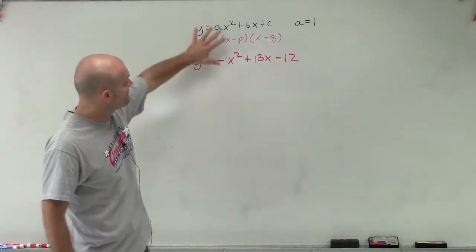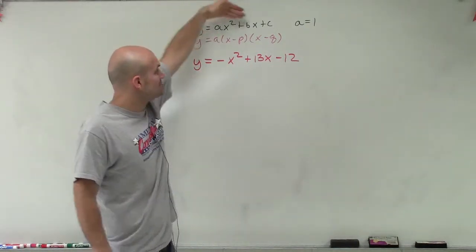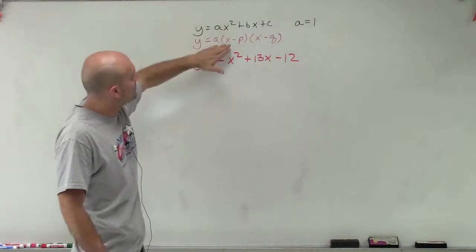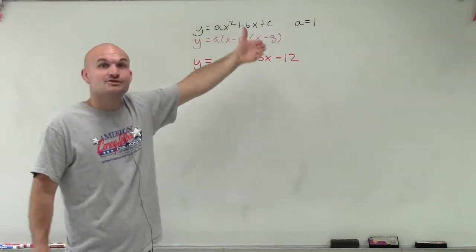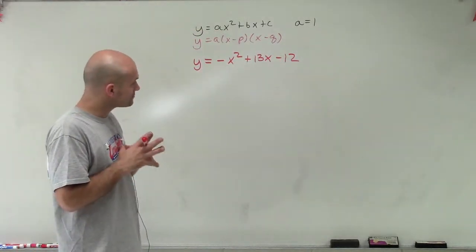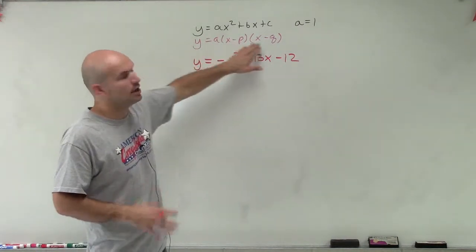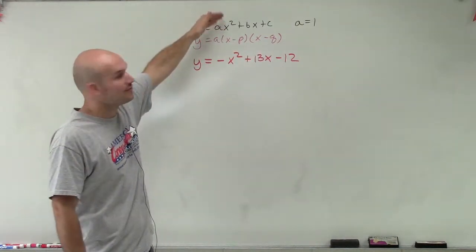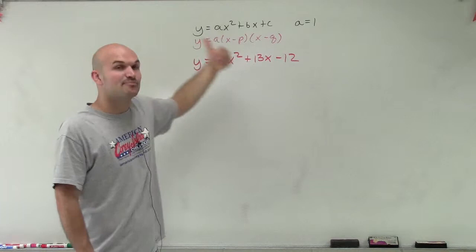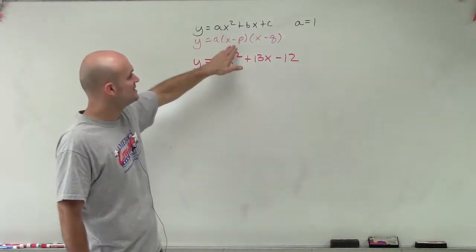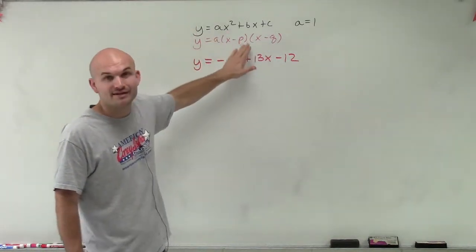All right, so remember, by factoring, we want to take a quadratic that's in this format, and we want to be able to rewrite it in this format, so that we can solve. So this is what we call our intercept form, and this is our standard form. So we want to rewrite it as a product of its factors. You can see when rewriting in intercept form, we have it as a product.